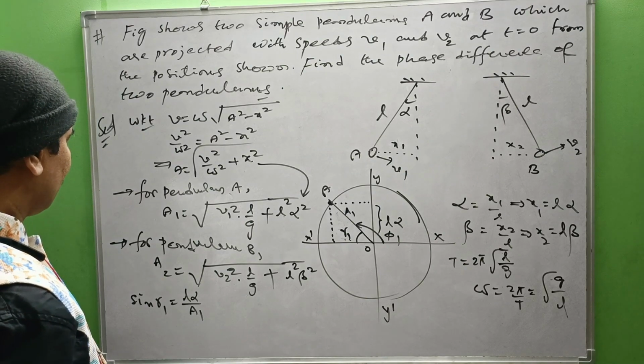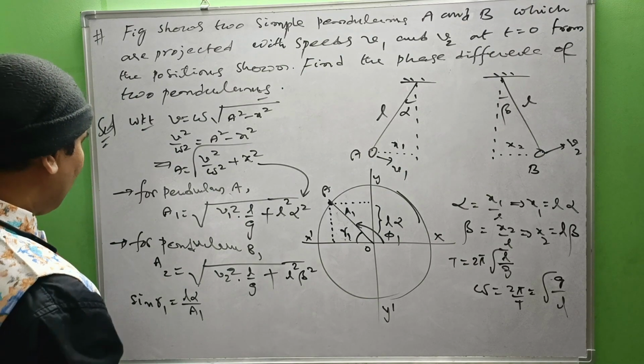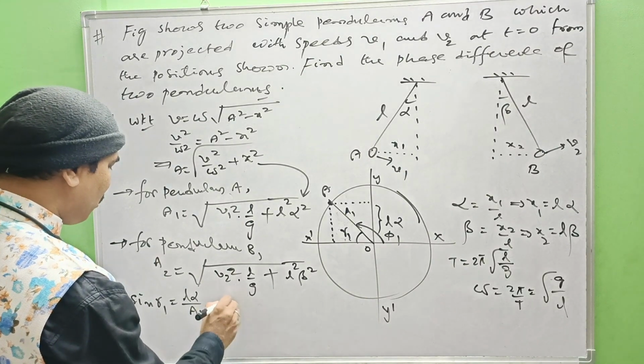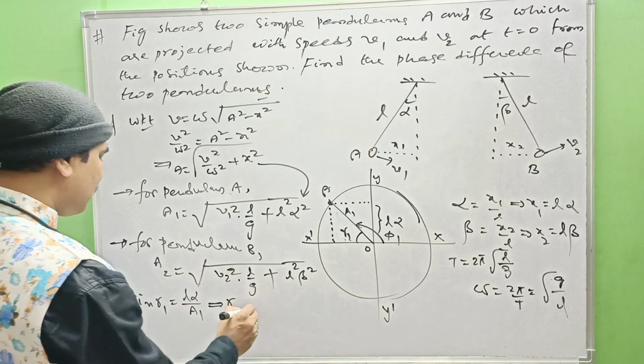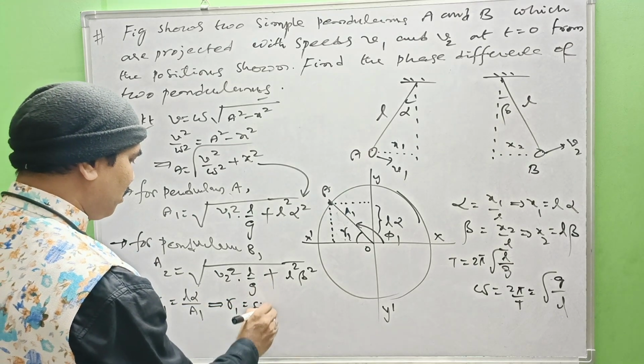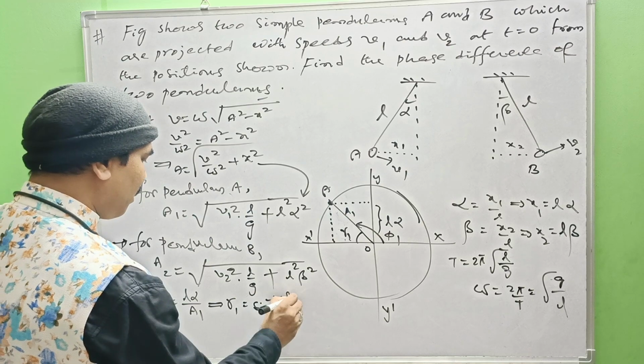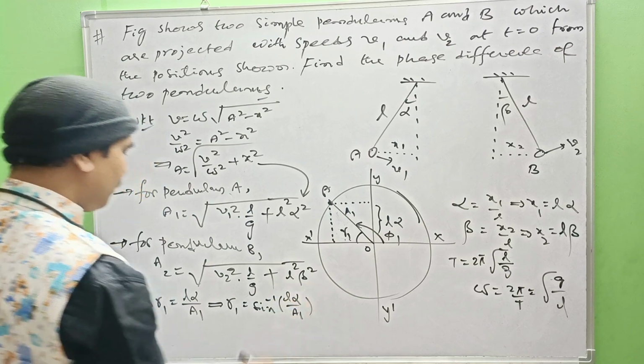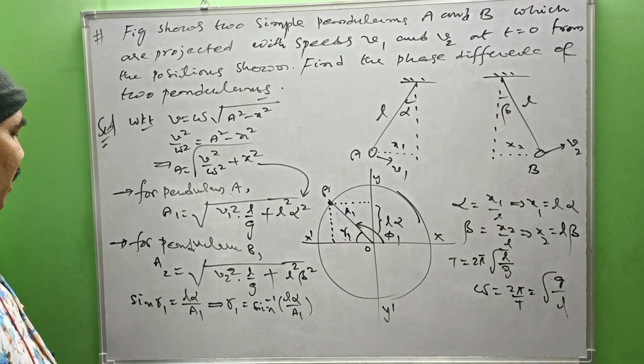So this implies gamma 1 equals sin inverse L alpha by A1.